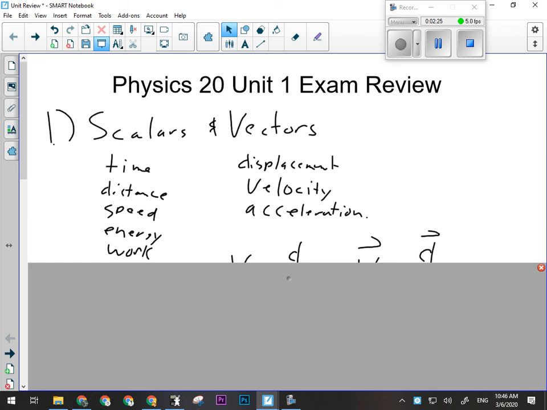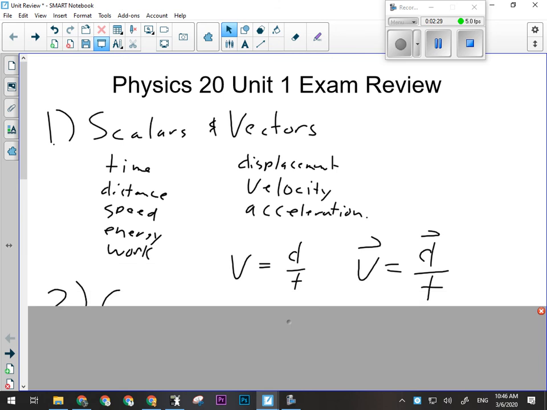Okay, that same day we reviewed the use of this formula, v equals d over t, and its companion, v equals d over t. Okay, for this first one, okay, this is the scalar one. v is speed. Okay, d is distance. Okay, t is time. All right, on this one here, this is velocity. Okay, this is displacement.